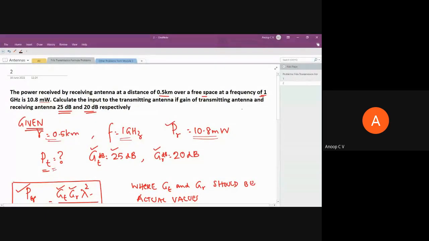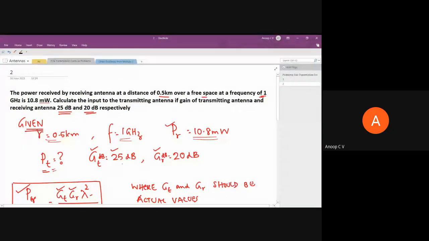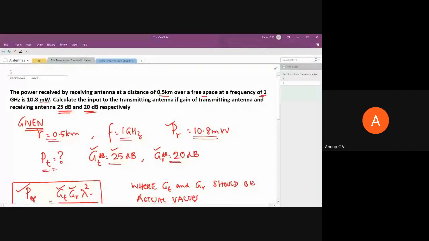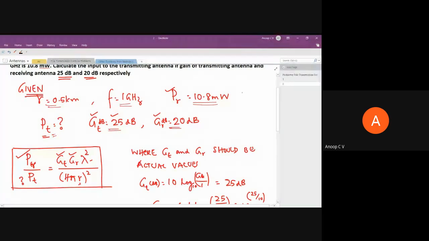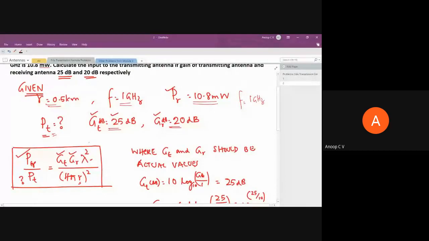If the gains of the transmitting antenna and receiving antenna are 25 dB and 20 dB. So the equation which we have to use is PR by PT is GT GR lambda square by 4 pi R whole square. PR is given, GT is given, GR is given. Lambda can be found out from F. F is given to be equal to 1 gigahertz, so lambda can be found out.